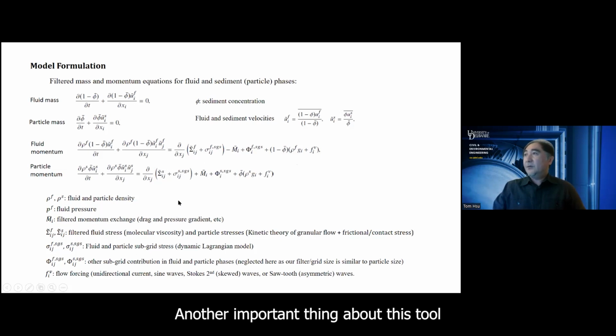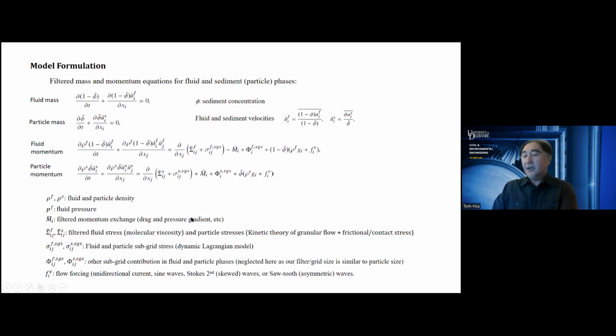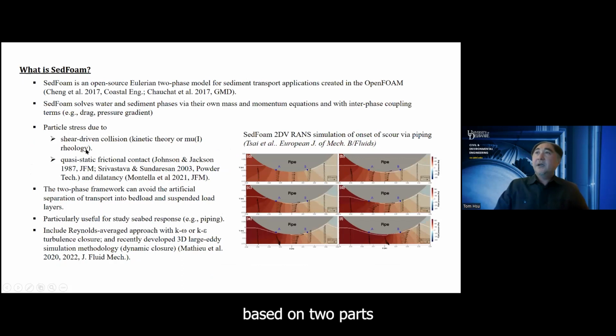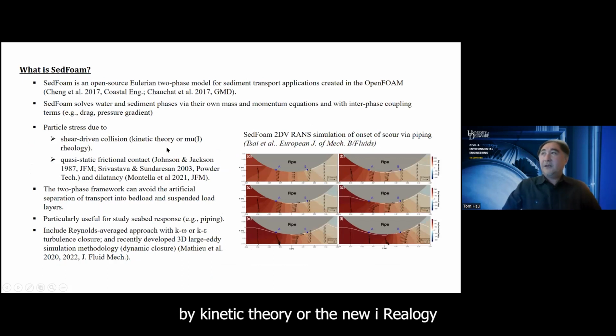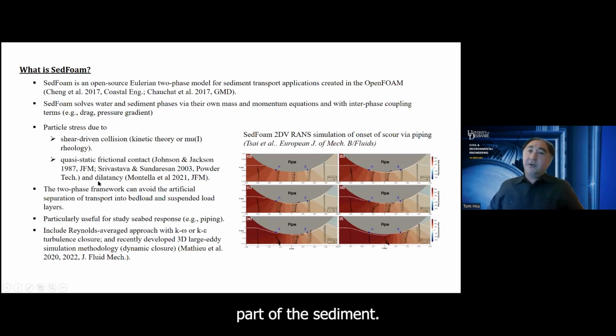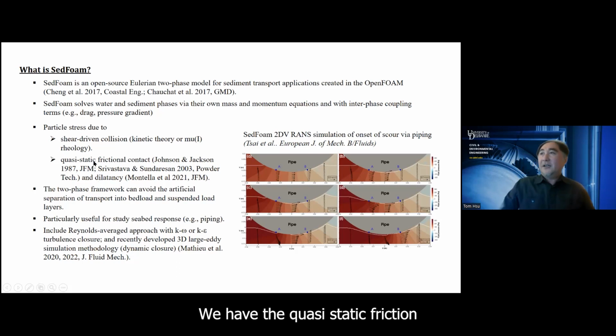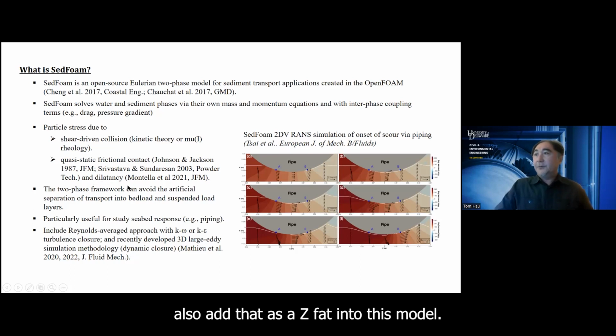Another important thing about this two-phase model is that we can take care of the particle stresses. In the model itself, we take care of the particle stresses based on two parts. In the more dilute part, we have shear-driven collision that can be taken care of by kinetic theory or the mu-I rheology. But in the more concentrated part of the sediment, we have the quasi-static friction contact model. And recently, we also added a dilatancy effect into this model.